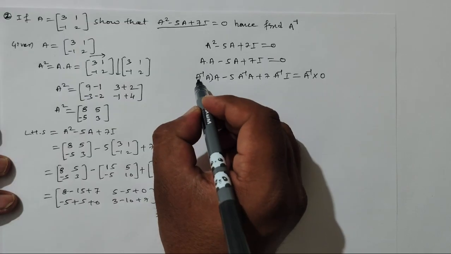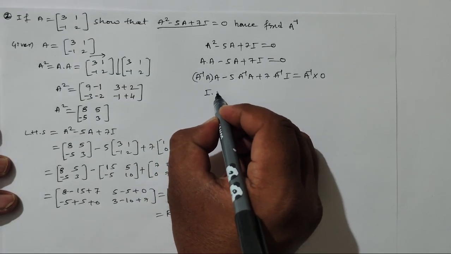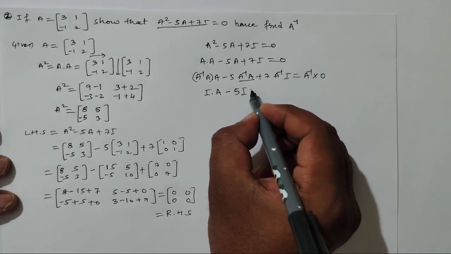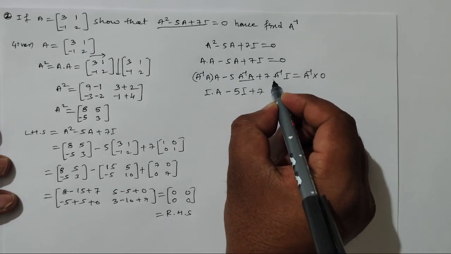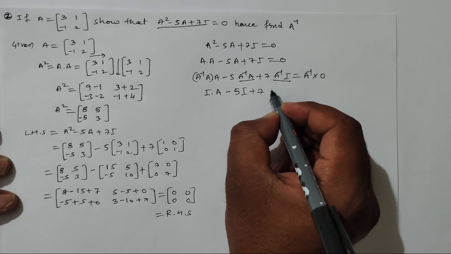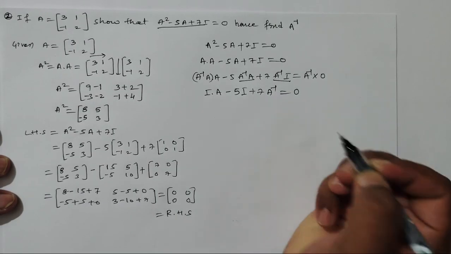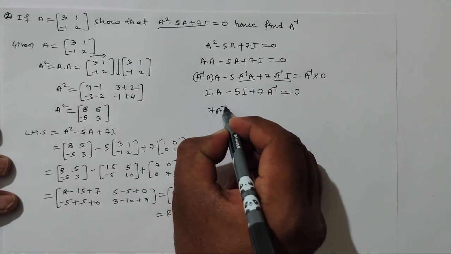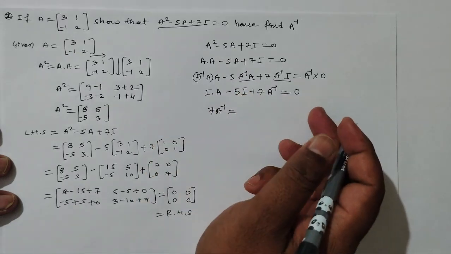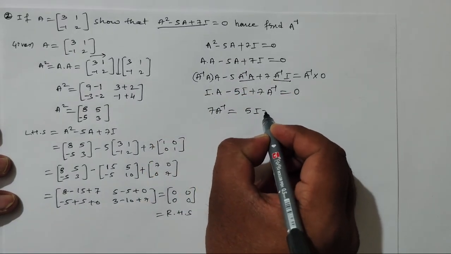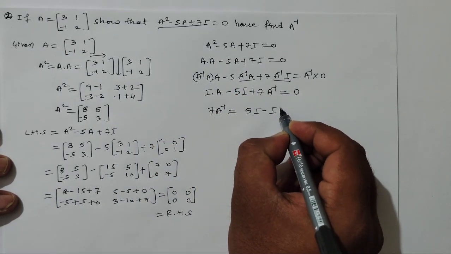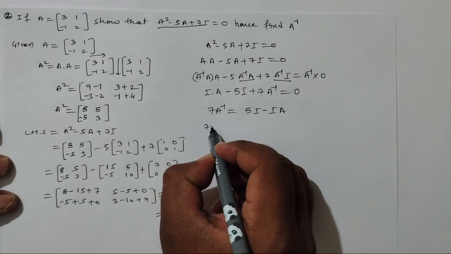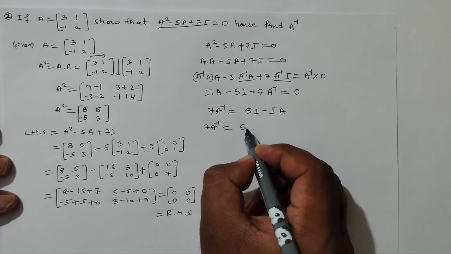Okay, so A inverse into A becomes what? Identity matrix. I into A minus 5 into, okay, again A inverse into A becomes what? I plus 7. A inverse into I becomes what? A inverse equal to 0. A inverse into 0 becomes 0, right? So 7A inverse, I will take this term this side, so that becomes 5I minus I into A. Then 7A inverse equal to 5 identity matrix.